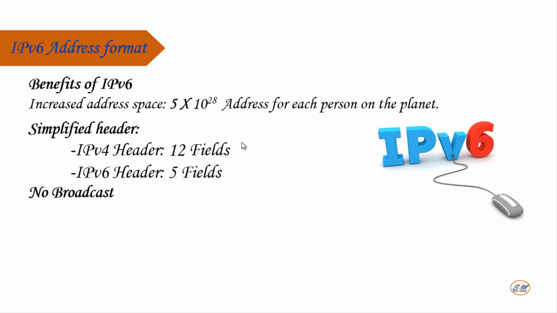So all the nodes will join specific multicast groups, and they will communicate with each other. There will not be any broadcast option with IP version 6. Security and mobility features are built into IP version 6. With IP version 4, we have to configure IP security, but with IP version 6 there are built-in security features, and also mobility features.